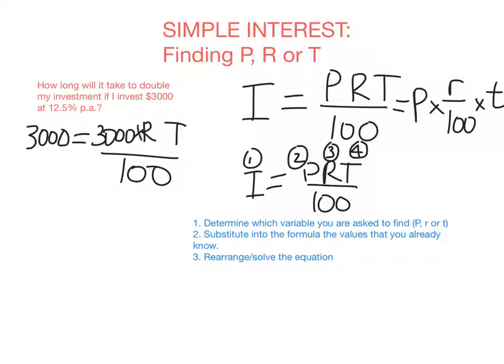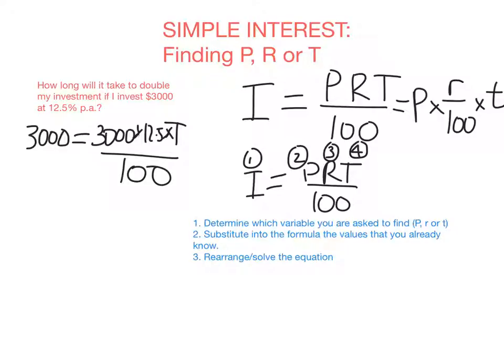And then, of course, 3,000 R means 3,000 times R. And then I'm going to change R, of course, to 12.5 because the rate is 12.5. So it's 3,000 times 12.5 times T. Okay? So that's the second step done.